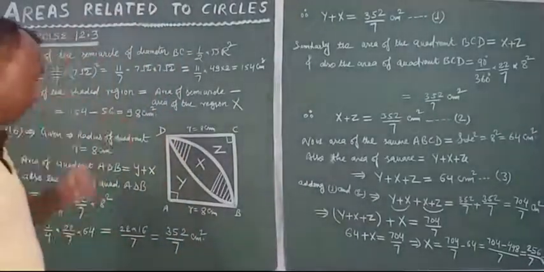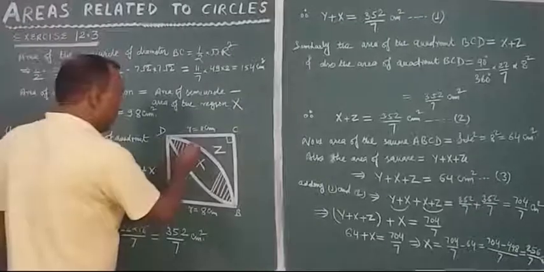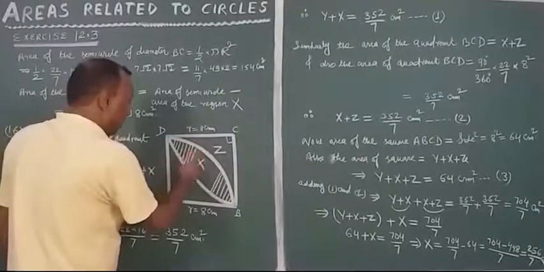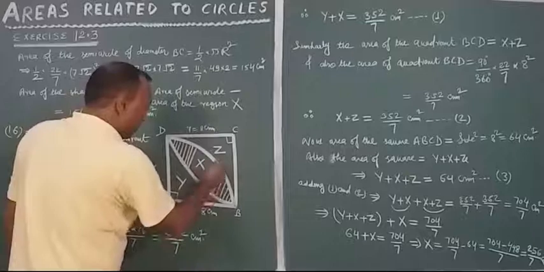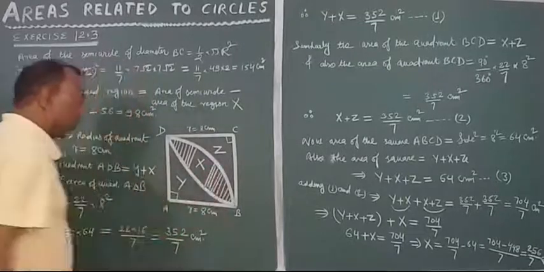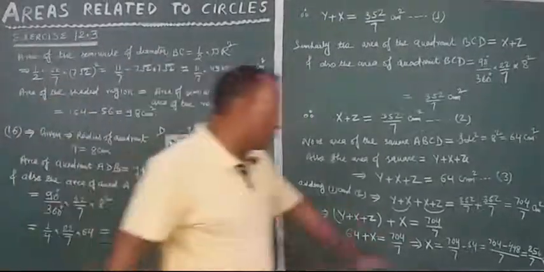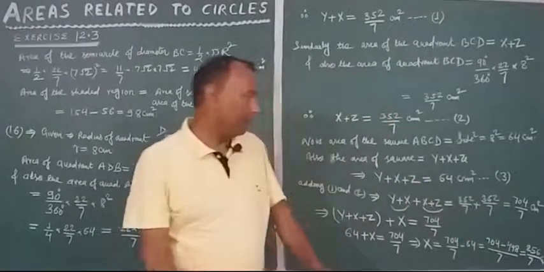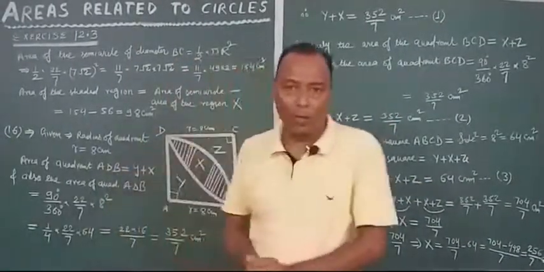So what is our shaded region? This one, this common area. X we have to find, and we got the x. So what is the answer? 256 upon 7 centimeter square.